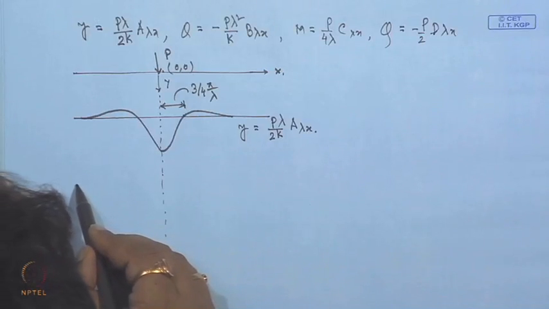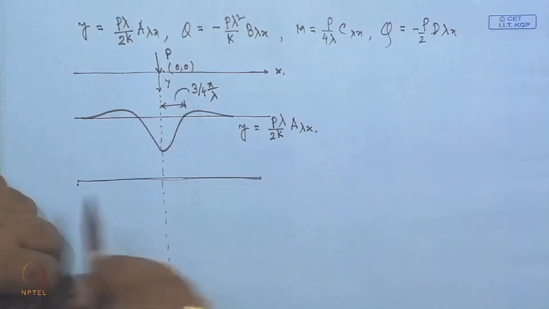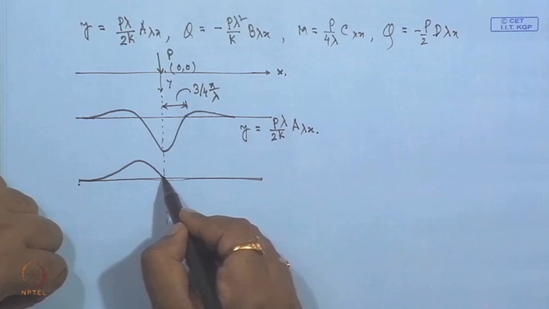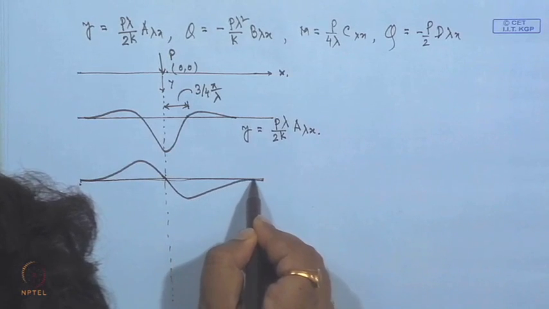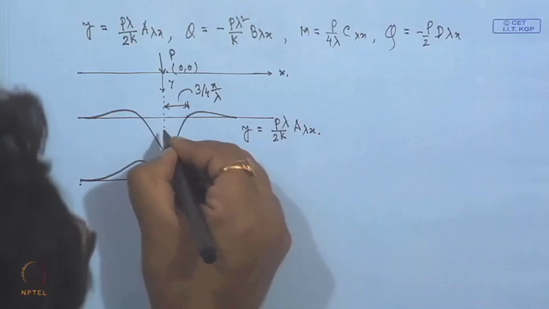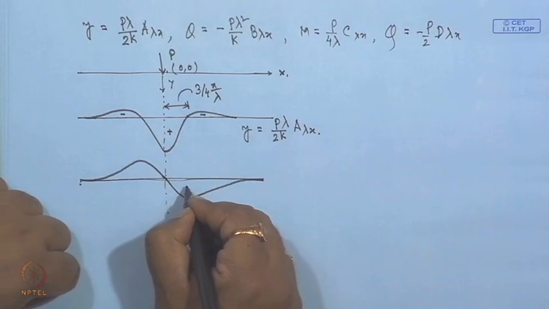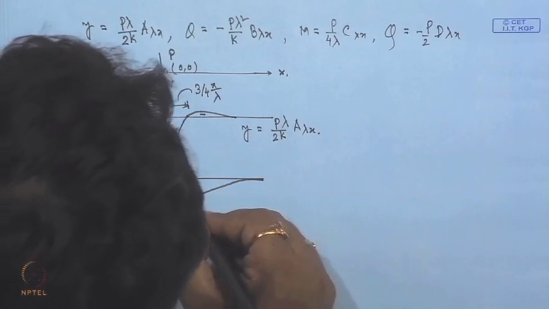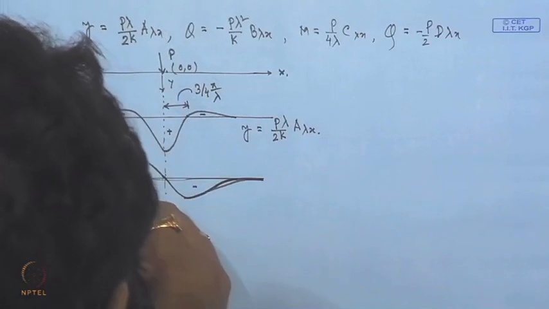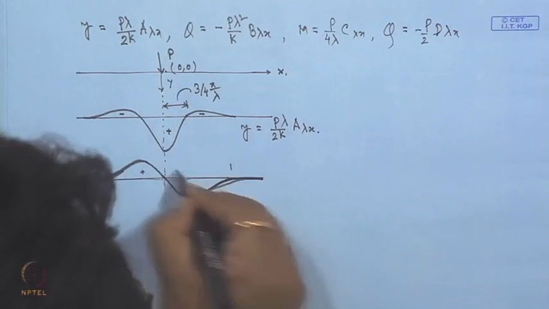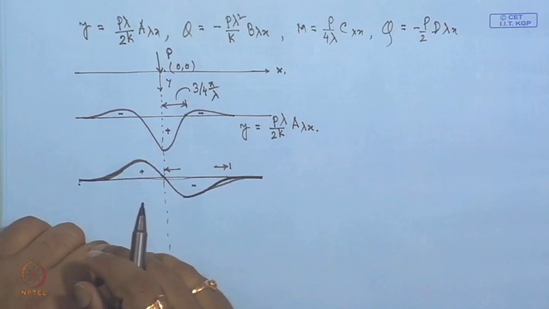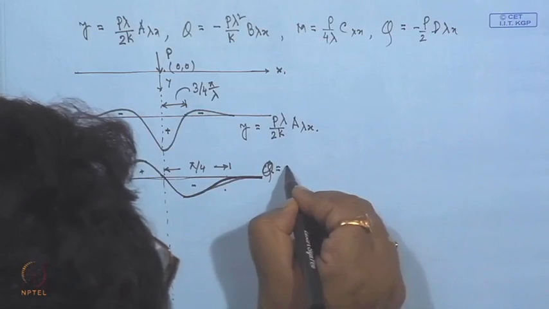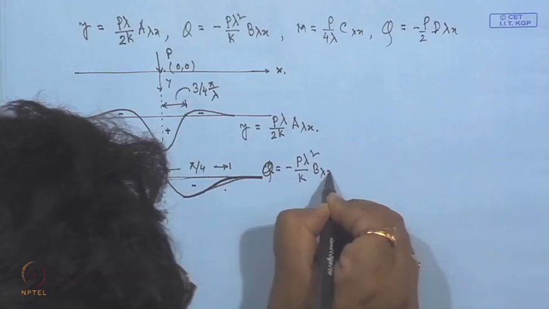Next one is the slope expression. This is a straight line, then this will be the slope, and the slope is 0 at the center, which is the boundary condition. So, this is positive, this is negative, this is negative, this one is positive, this is negative. This expression is touching that point, and the distance from here to here is pi by 4. So, theta is equal to minus P lambda square by k B lambda x.